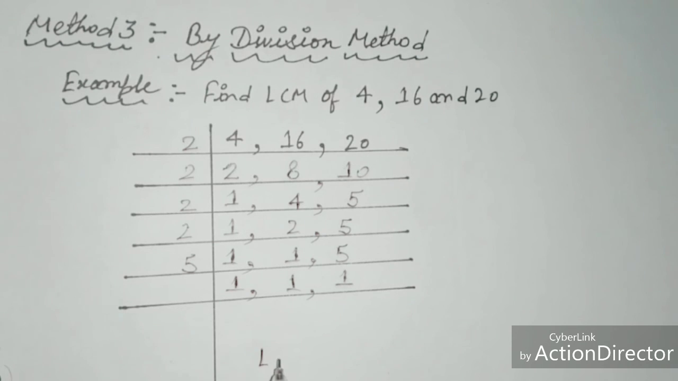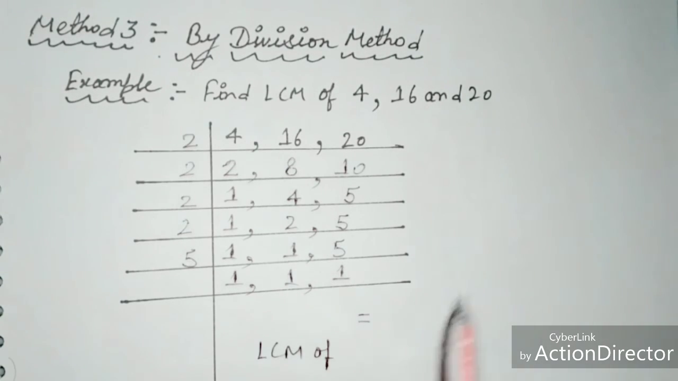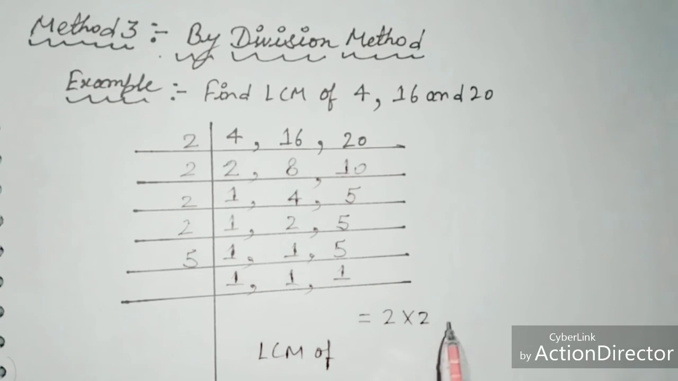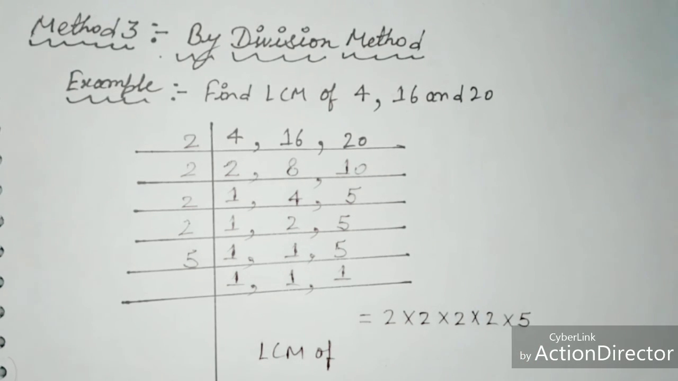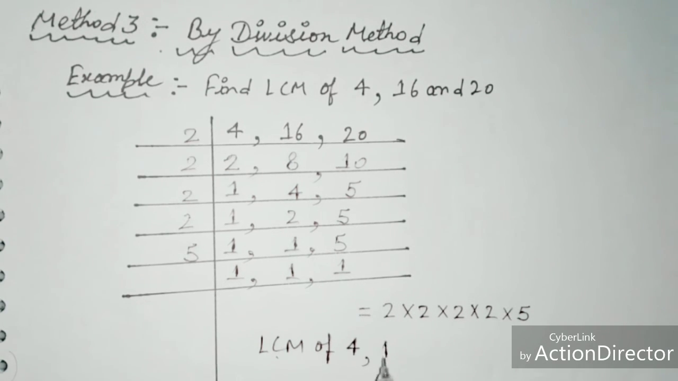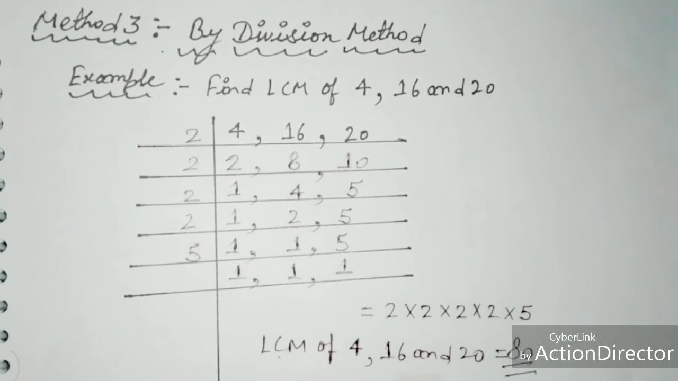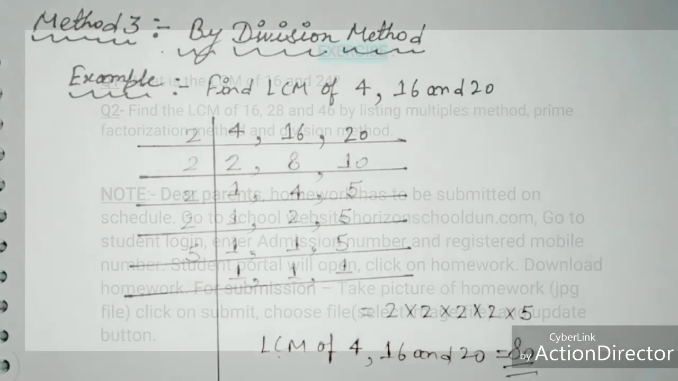So the LCM of 4, 16 and 20: here we find the factors, 2 into 2 into 2 into 2 into 5. When we multiply all these factors of 4, 16 and 20, we get product 80. So 80 is the LCM of 4, 16 and 20.